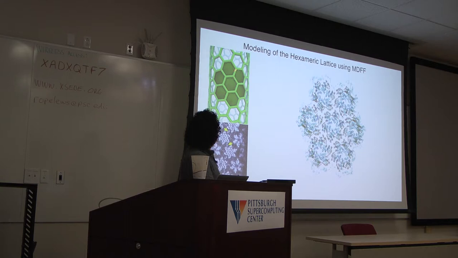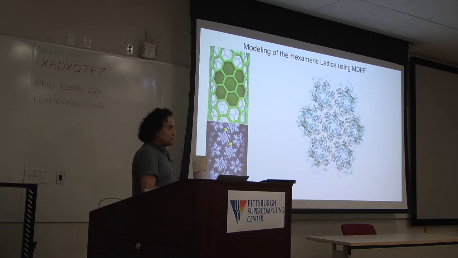If you notice, you have 7 of these hexamers: 1, 2, 3, 4, 5, 6, 7. And here is electron microscopy data. This is high resolution cryo-EM. This was 8 angstroms, so you can actually see the little helices here. These are secondary structural helices. You can see the dimer here. You can see these hexagons are being held together by dimers.